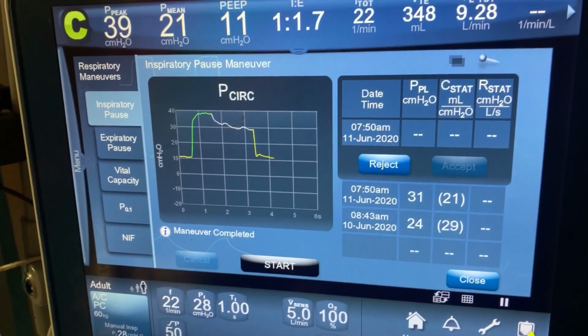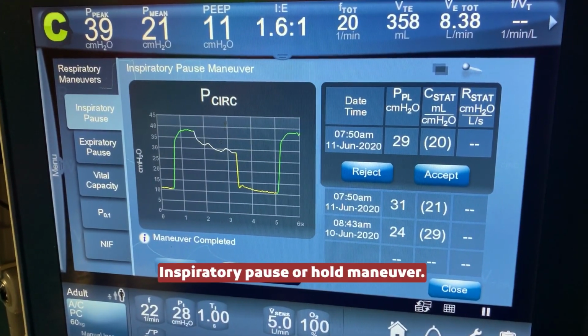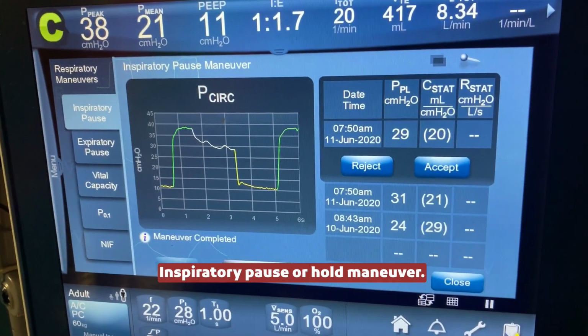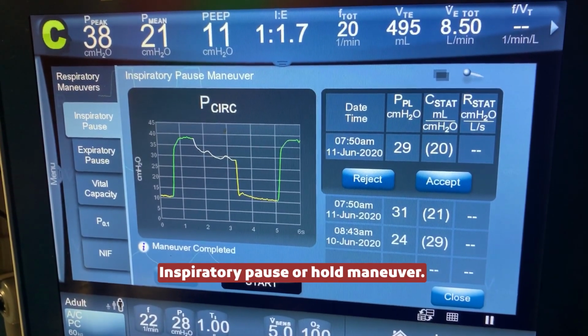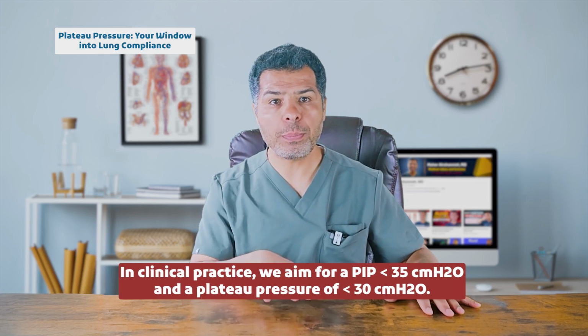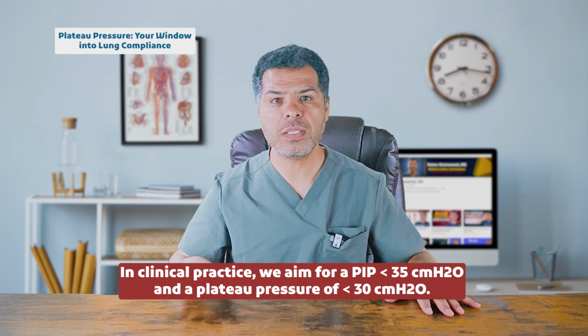Take a look at this video here where I perform the inspiratory pause maneuver. It is the white line of the curve. It pauses before going into expiration, the yellow line, to measure the plateau pressure, which was 29 centimeter H2O in this case. In clinical practice, we aim for a PIP less than 35 centimeter H2O and a plateau pressure less than 30 centimeter H2O.